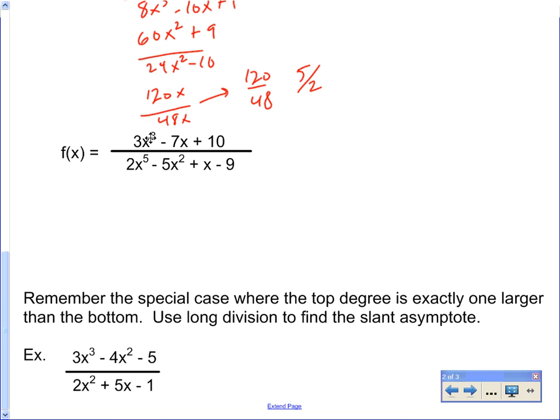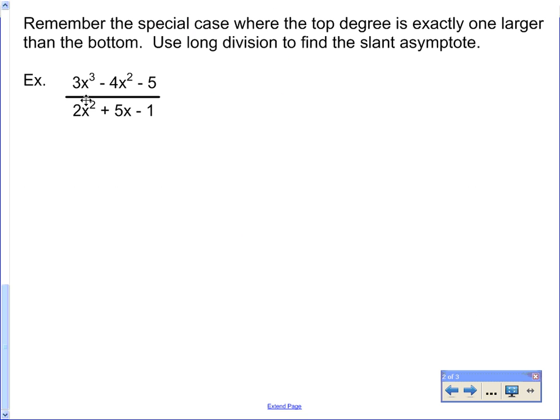This one, as I take my derivatives, I'm going to end up with a number over infinity, which we know is 0. If I'm taking a small number divided by a huge, tremendous number, I've got this teeny tiny fraction, which is basically 0.